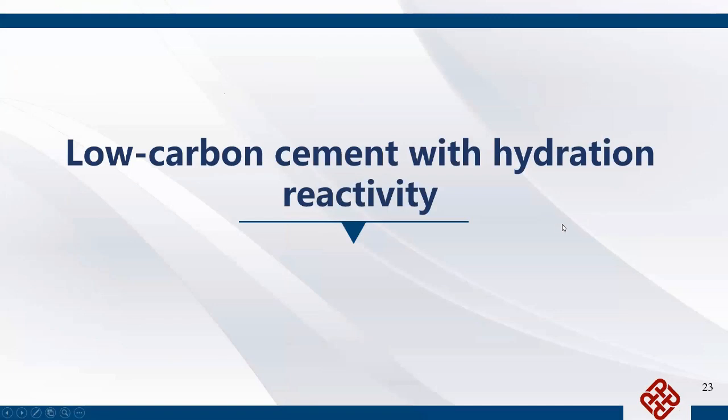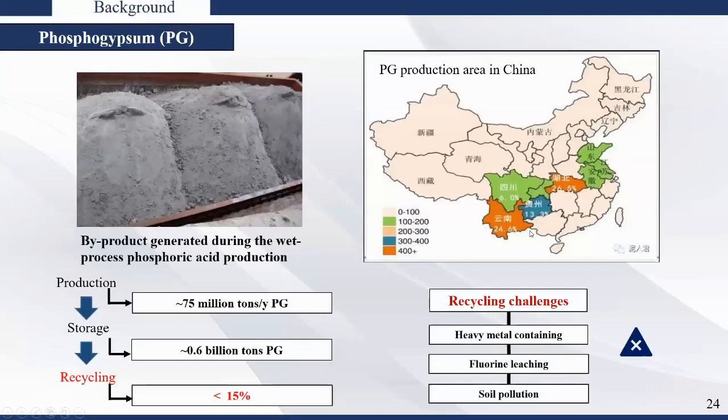Okay, this is another category, the low carbon cement with hydraulic reactivity. The solid waste we use here is phosphogypsum. Phosphogypsum is a byproduct generated during the wet process of phosphoric acid production. We don't have this waste in Hong Kong, but it's quite problematic in mainland China, in those provinces. And right now, less than 15% of phosphogypsum is recycled.